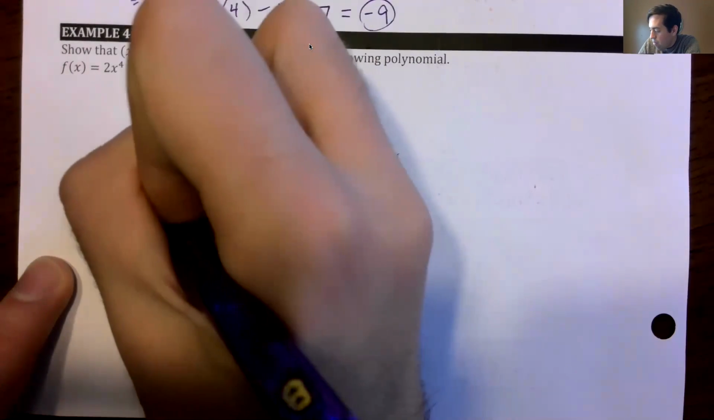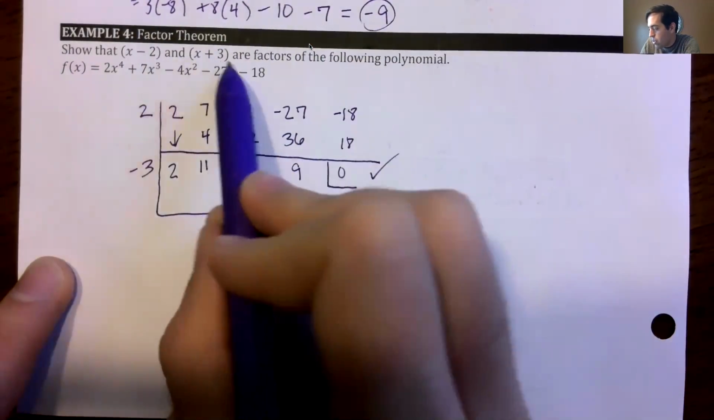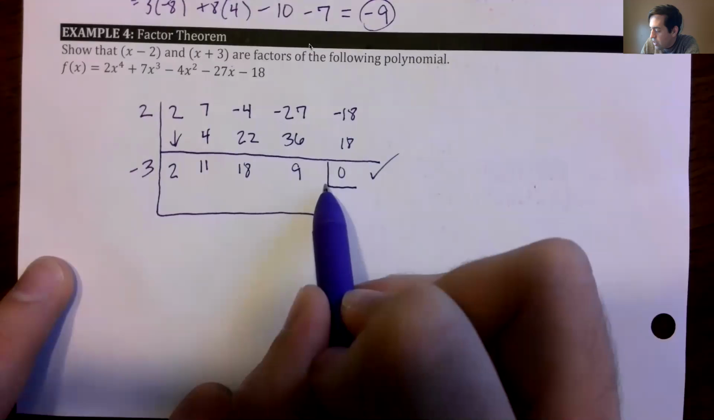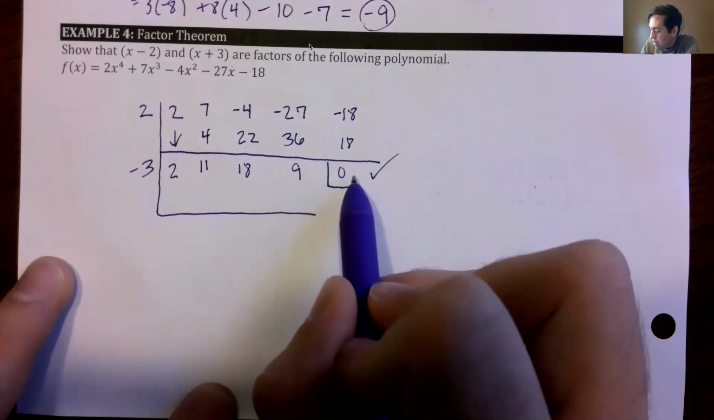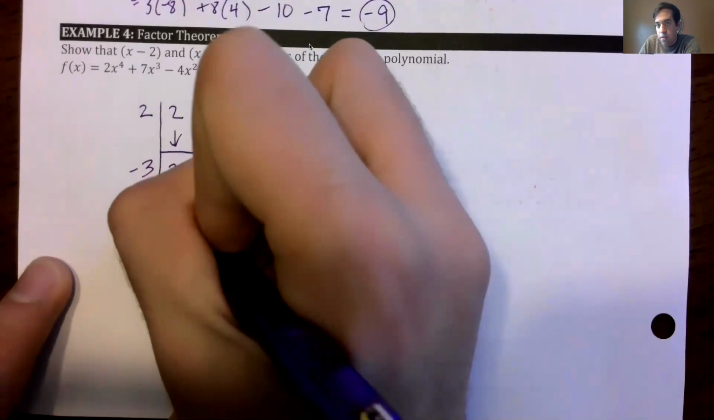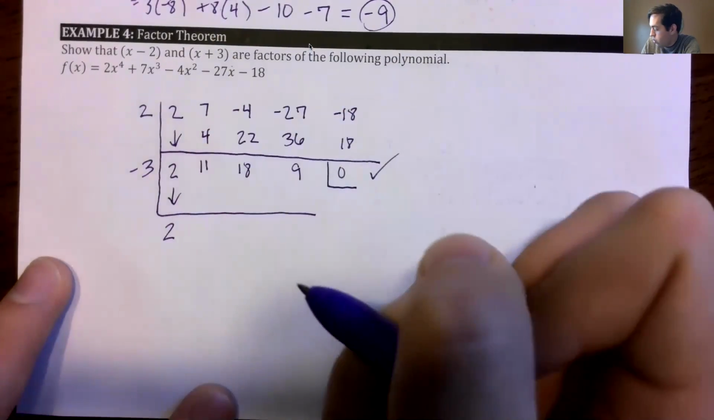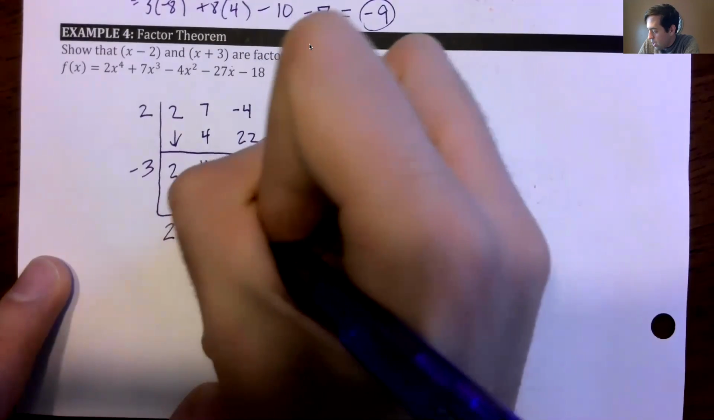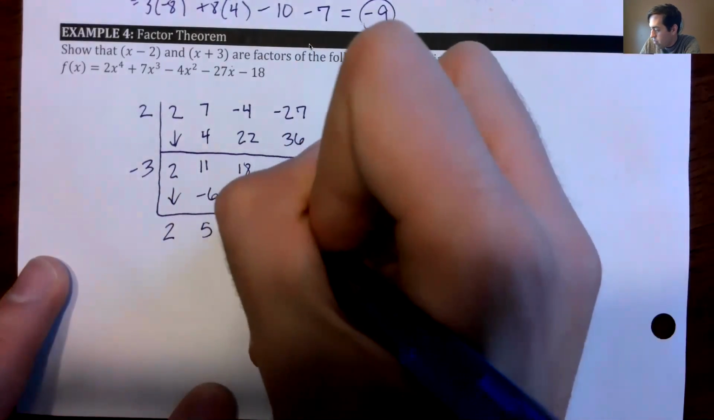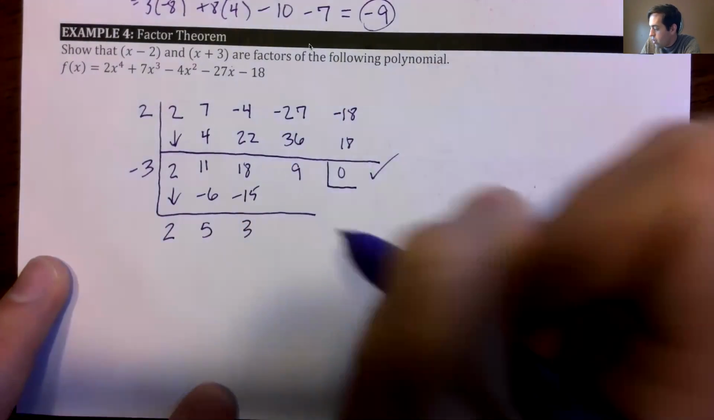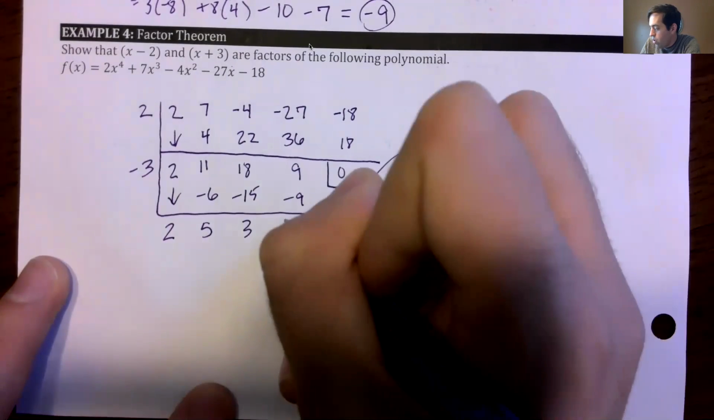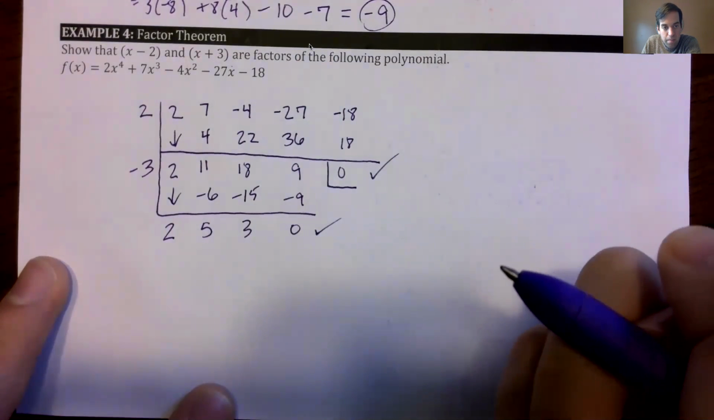So now we have a negative 3 outside to represent the x plus 3. And we don't include the 0 because that was the remainder from the previous step. So our synthetic division is going to be a little bit shorter this time. First, we take down the 2. 2 times negative 3 is negative 6. 11 minus 6 is 5. 5 times negative 3 is negative 15. We get 3 times negative 3, which is negative 9. And we get 0. So boom, we have a remainder of 0 again.